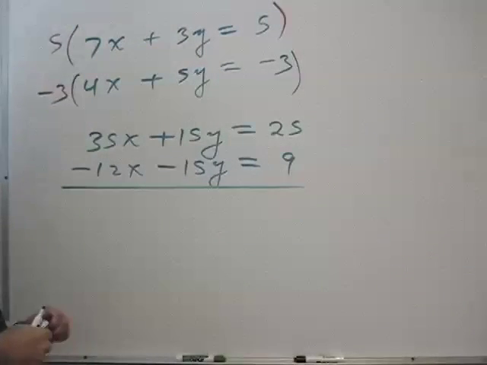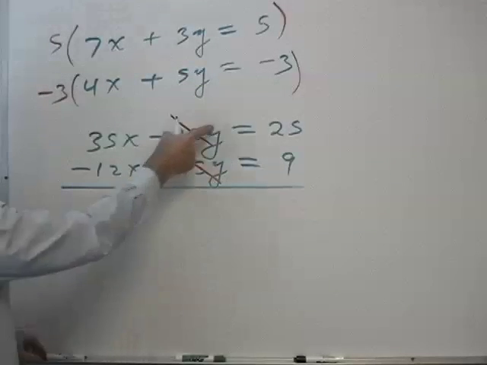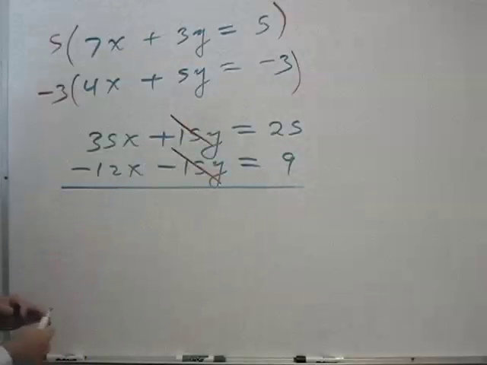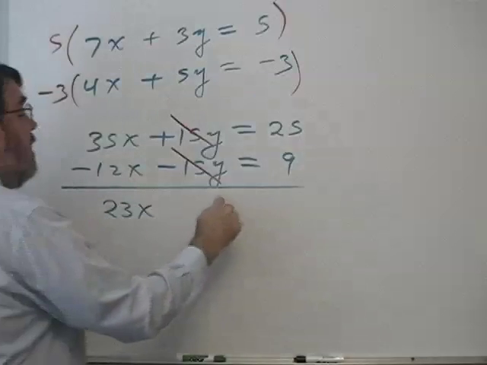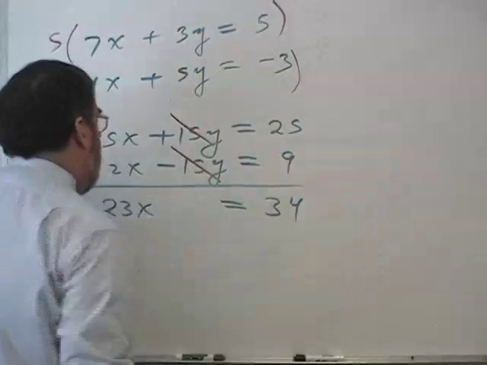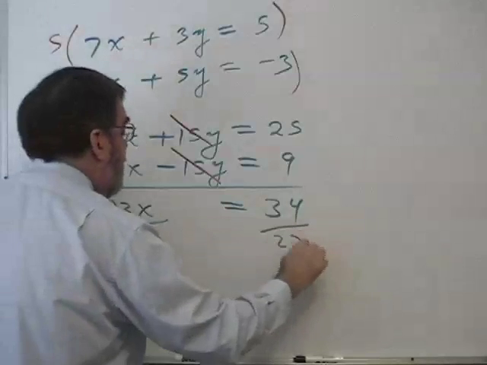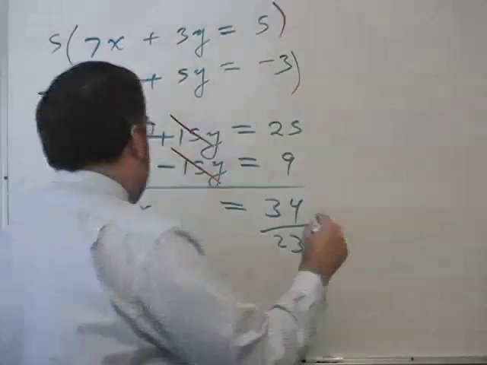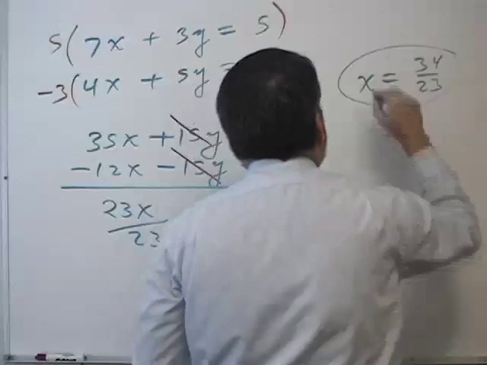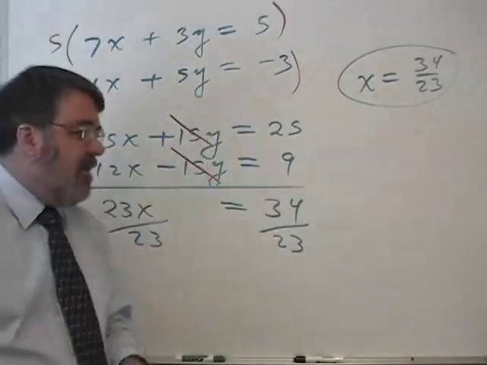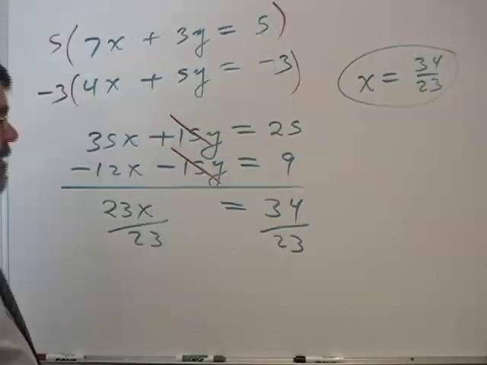All right, so when we add, we'll see again that the variable we chose is going to cancel. 15y and negative 15y cancel one another. So here I've got 35 minus 12. This is 23x equals 34. And so to solve for x, divide by 23, and I've got my first number, x equals 34/23. So we'll circle it there so we can find it. Okay, well that's a bit ugly, but it can happen.